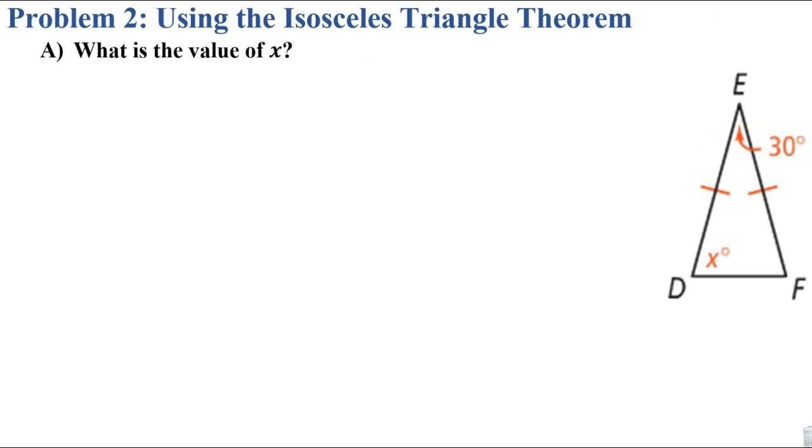All right, so let's go ahead and use that isosceles triangle theorem. Problem 2, part A says, what's the value of x? Looks like a pretty straightforward question. The trick with this one is since the left and right sides are marked congruent, I know that the lower left and lower right angles will be congruent as well. So since D has a value of x, F will also.